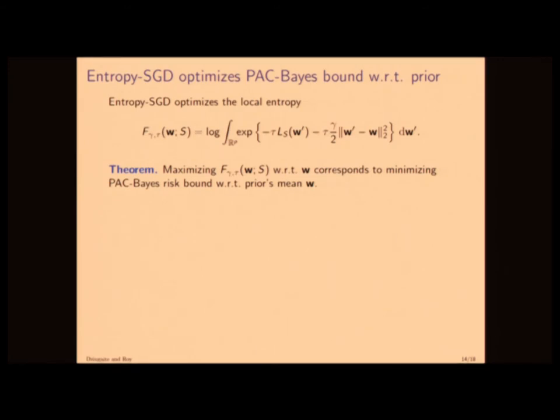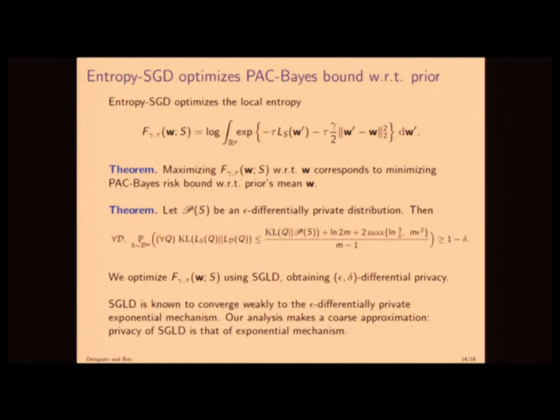So indeed, it's not hard to show, you just use the Donsker formula. And also this calculation has been done, I'm sure, 100 times in various papers. I'm sure Peter knows four or five of them. That maximizing this local entropy with respect to W corresponds to minimizing a PAC-Bayes risk bound on a Gibbs posterior with respect to that prior's mean, W. Which sounds pretty cool, but it's also totally against the rules. You cannot optimize your prior for your PAC-Bayes bound based upon the data. Of course, then again, your empirical risk was a great unbiased estimator of your risk until you started optimizing it, right? So this is sort of the same sort of thing.